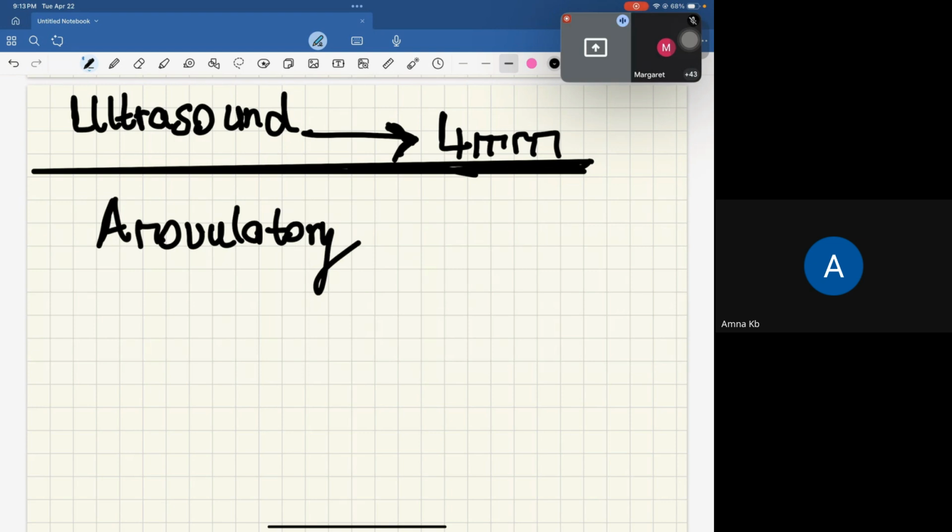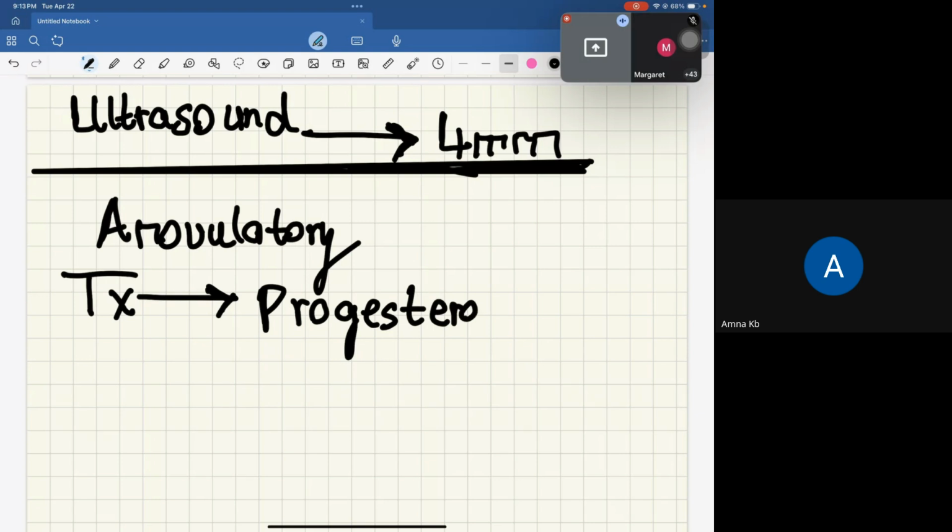So to prevent cancer in this condition, we will have to give some kind of treatment. The best treatment for endometrial hyperplasia is a progesterone IUD. Why do we give a progesterone IUD in this condition? Anyone?